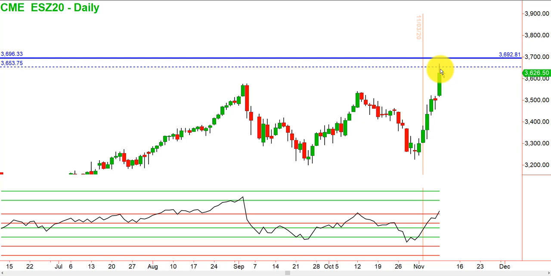If we're able to clear that level on an intraday basis, I would like to see an hourly close break above that 3653.75. Then the next upside target would be more than 40 points away at 3692.81 to 3696.33.